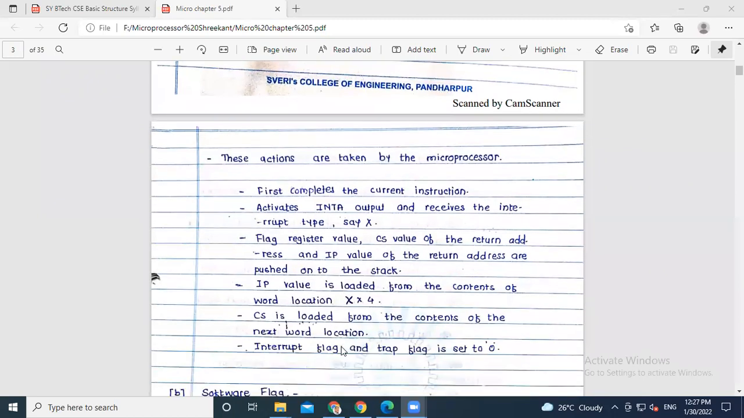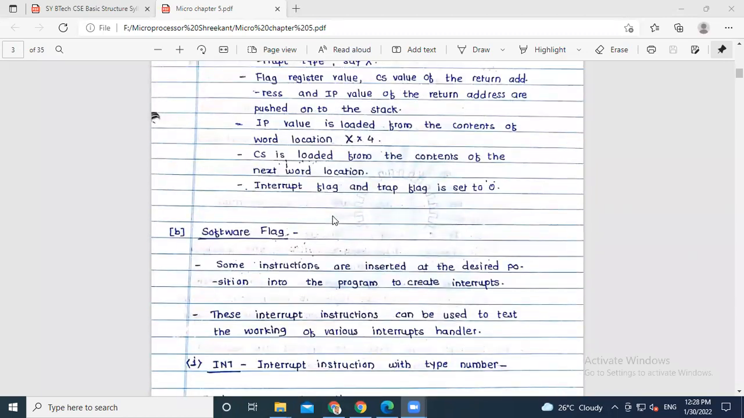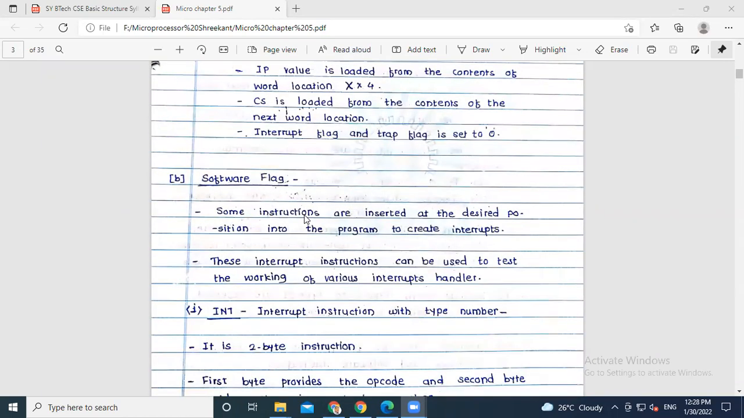The flag register value, the instruction pointer, and the code segment are pushed and loaded from the contents of its word location, and the interrupt flag and trap flag are set to 0 in the maskable interrupt. Next, there are software interrupts.